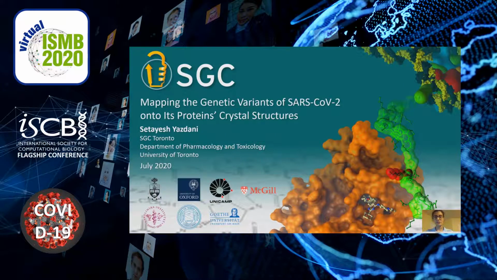Hi, my name is Setayesh Yazdani, and I'm a master's student at the Structural Genomics Consortium at the University of Toronto. Today, I'll be talking about mapping the genetic variants of SARS-CoV-2 onto its proteins' crystal structures.